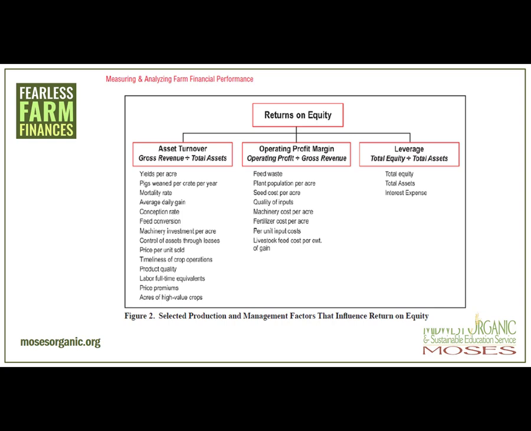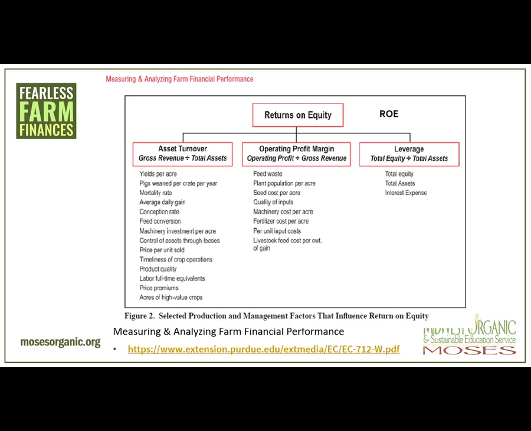Here's another one, and it's from the same resource. I forgot to mention that in the previous slide. This is from a publication called Measuring and Analyzing Farm Financial Performance from Purdue University. This one looks at return on equity, or ROE, and you saw that on the previous slide. What I really like about this is it shows you in each category.